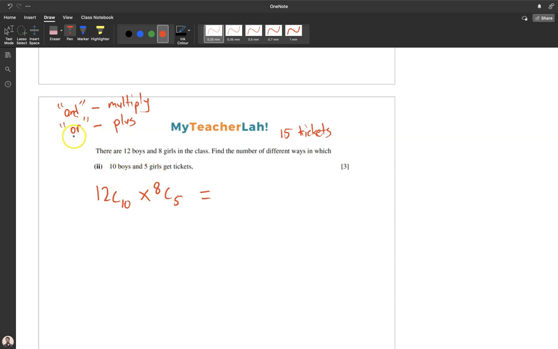But "or" means I can have this event or another different event. So two different ways of doing it. So that's the main difference. Later I'll show you some examples of where "or" and addition will come into play.